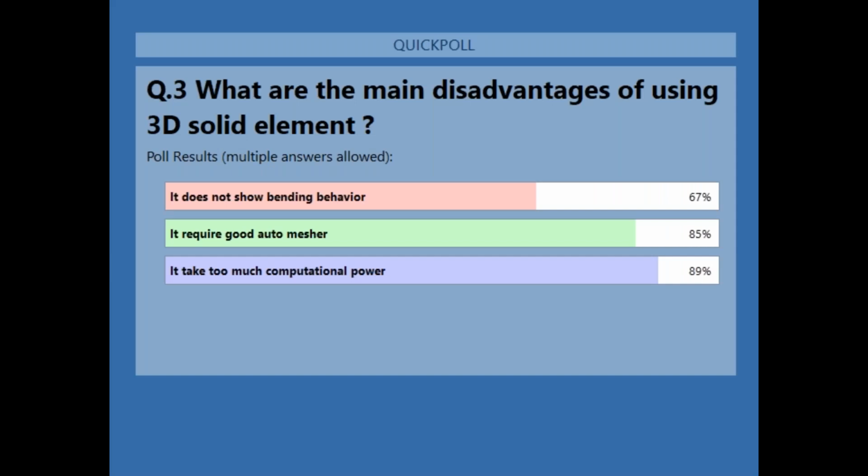All are correct answers. From these three questions you can easily clarify what a 1D element is, and when we can apply 1D, 2D and 3D, or in which condition you may apply each element type.